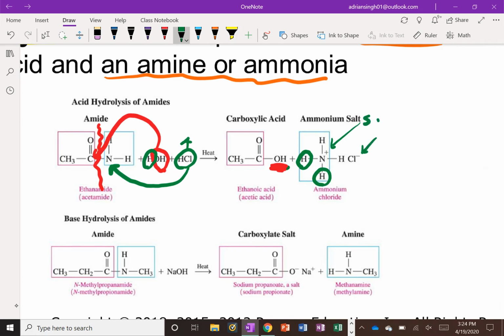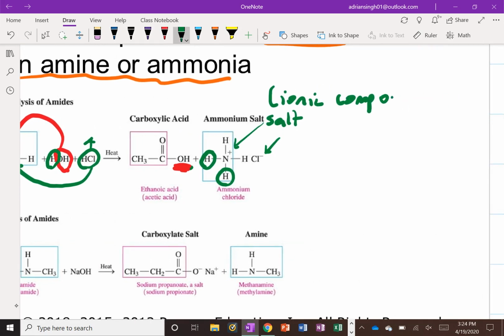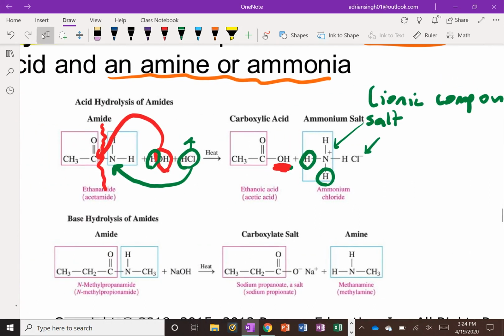That's what makes it a salt, the fact that it has opposing charges, which makes it an ionic compound. That's all that a salt is. It's just a fancy word, or not so fancy word, for an ionic compound. So we get the original carboxylic acid, which would be ethanoic acid, and we could tell that because there were two carbons, 1, 2, in our original compound, and then we have ammonium chloride as our salt, as the other product. That's under acidic hydrolysis of the amide.